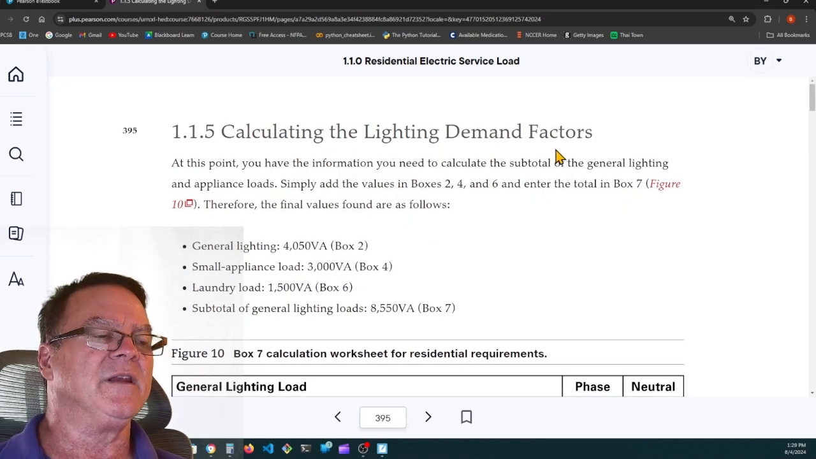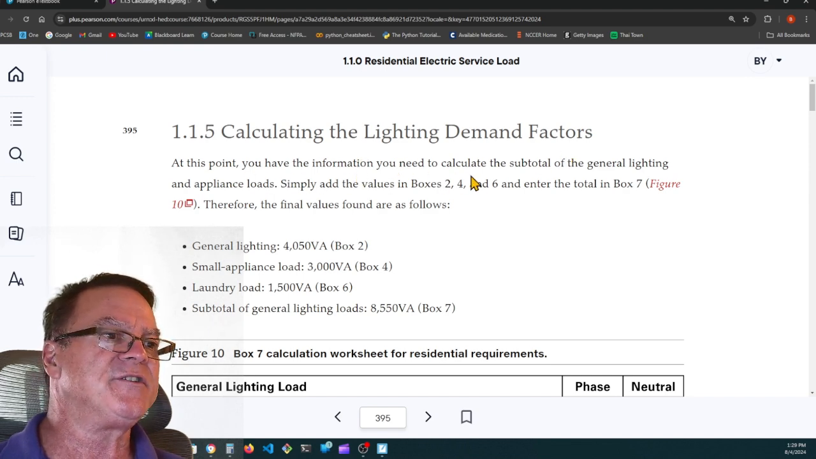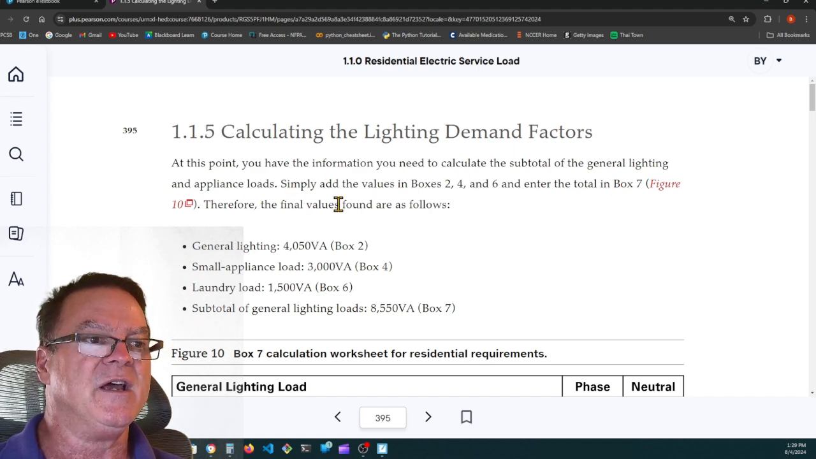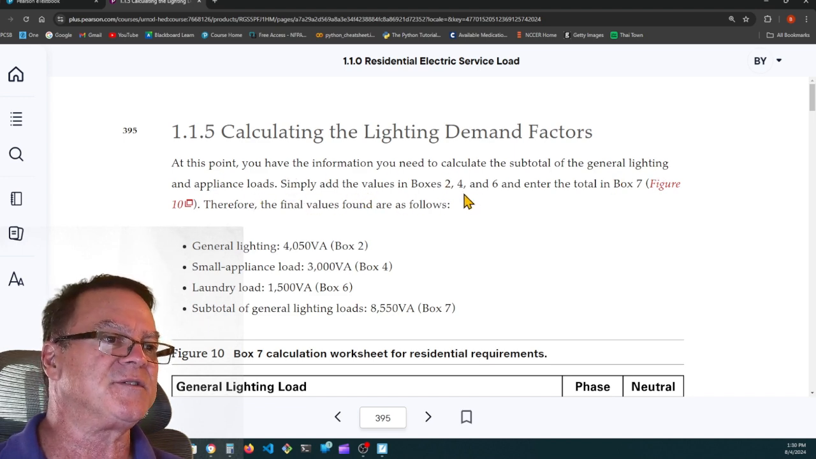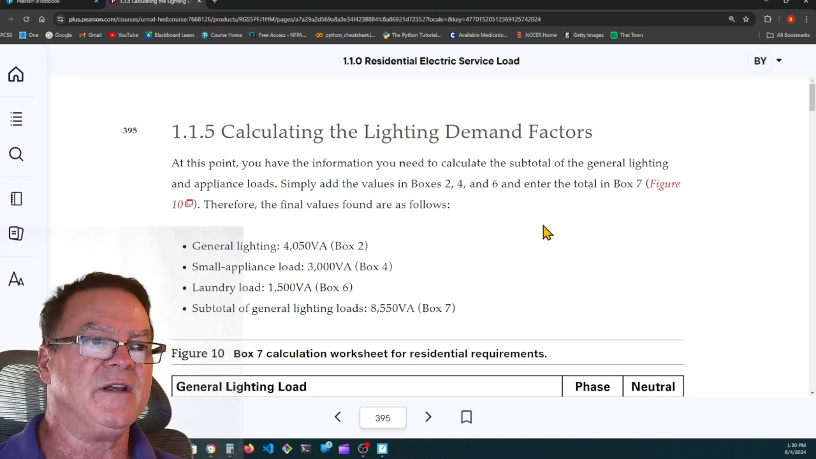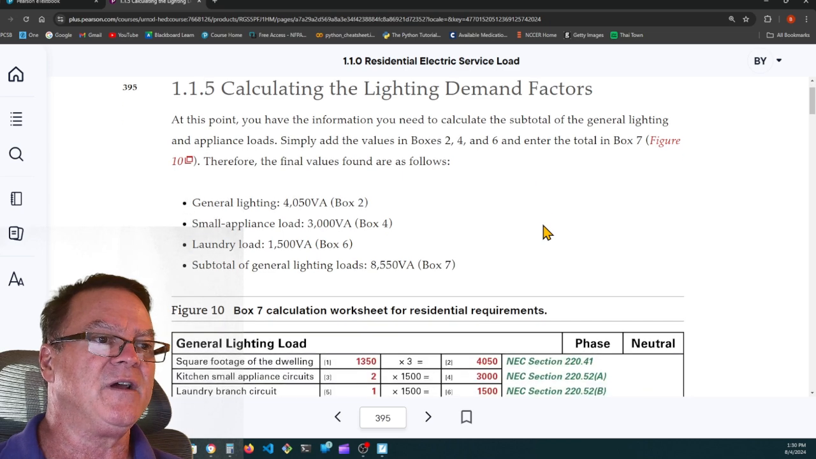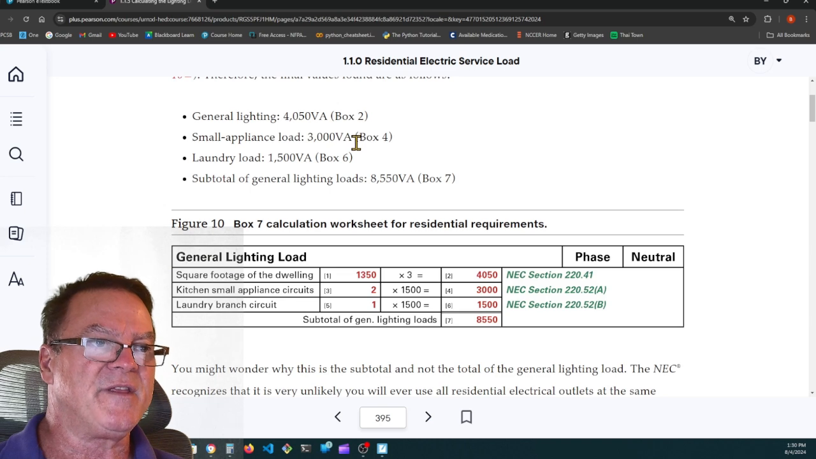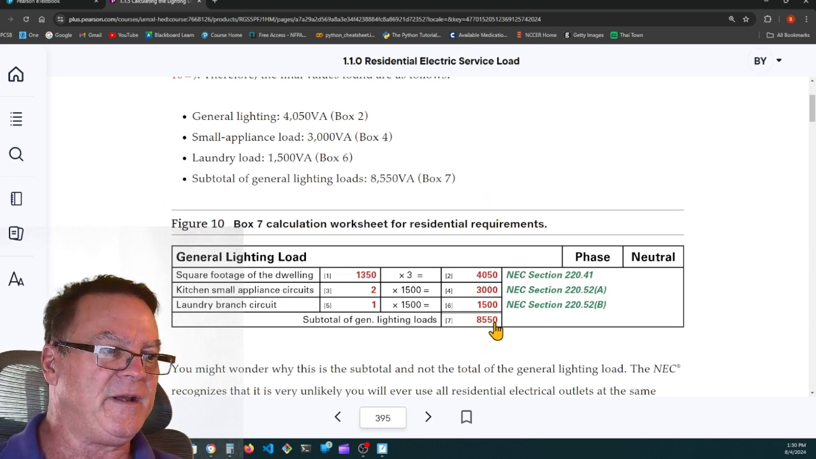1.1.5, calculating the lighting demand load. At this point, you have the information you need to calculate the subtotal for the general lighting and appliance loads. Simply add the values of boxes 2, 4, and 6 and enter the total in box 7. Therefore, the final values found are as follows. So 4,550 plus 3,000 plus 1,500 is 8,550.